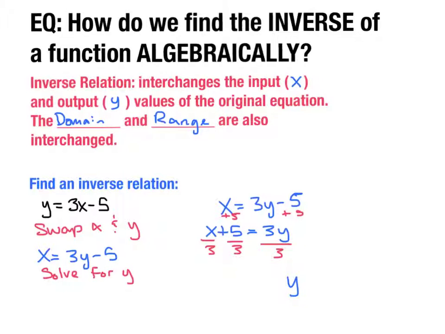So I have y equals 1/3 x plus 5 over 3. And I could have left this as x over 3. It's the same thing as 1/3 x. So this is the inverse of y equals 3x minus 5.